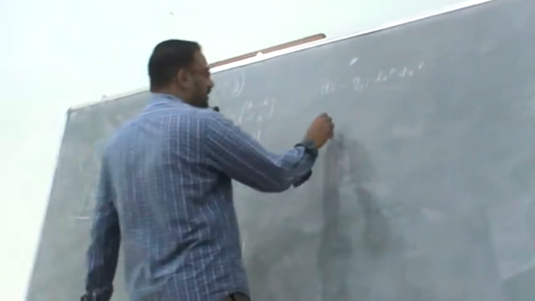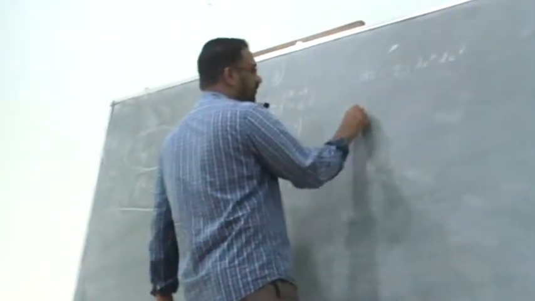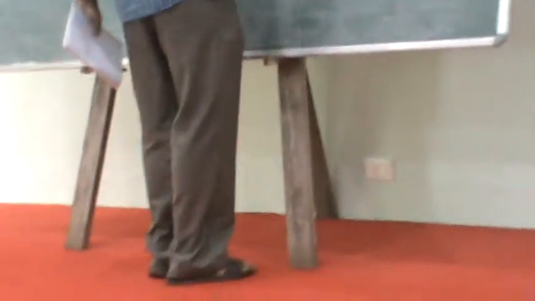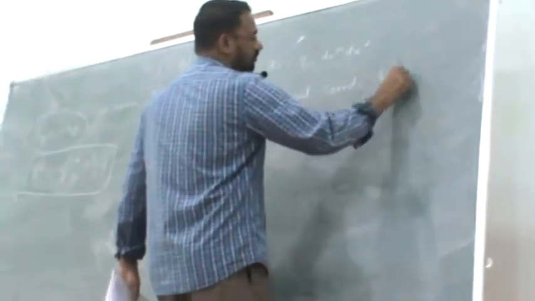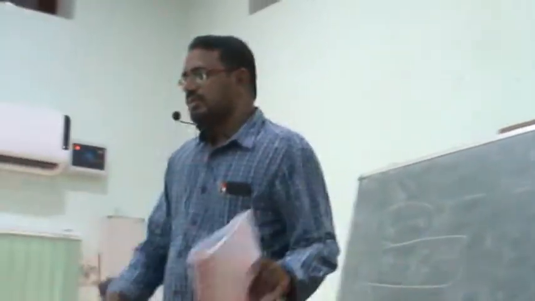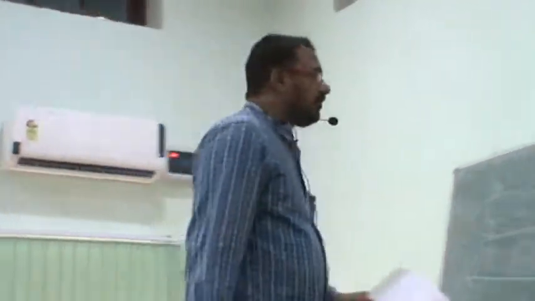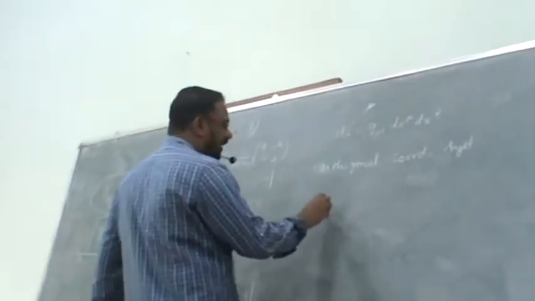Correct. So the metric is, see, this is orthogonal. Suppose we take an orthogonal coordinate system. The metric is a diagonal matrix. The metric is written in diagonal form. If it is non-orthogonal, then it will have non-diagonal entries, non-zero off-diagonal entries will be present. So since we are using orthogonal coordinates, the metric is a diagonal matrix.